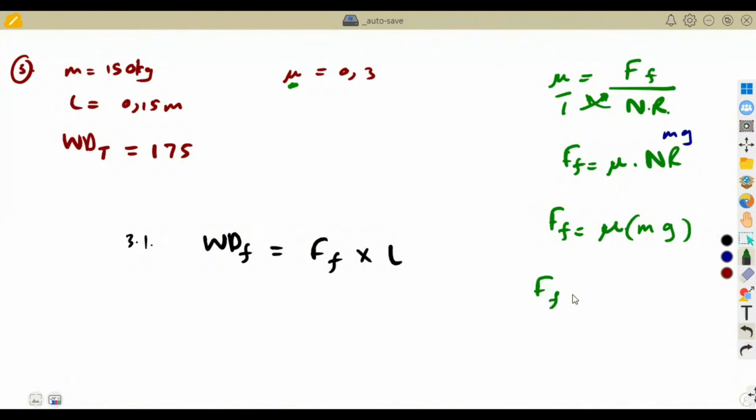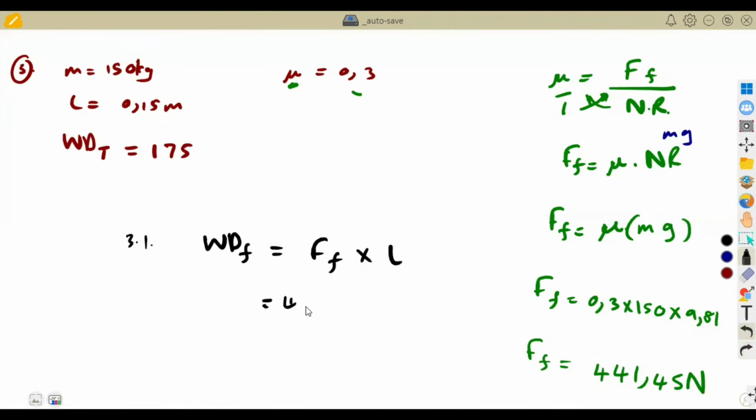So let us substitute this. You can substitute everything there, or you can calculate this aside, it's up to you. 0.3 for the coefficient of friction times the mass of 150 kilograms times the gravitational acceleration 9.81. Thus, we obtain 441.45 newtons. With this, we can calculate the work done to overcome this friction. Remember, work done is force times distance, but which force? Work done for friction, force for friction.